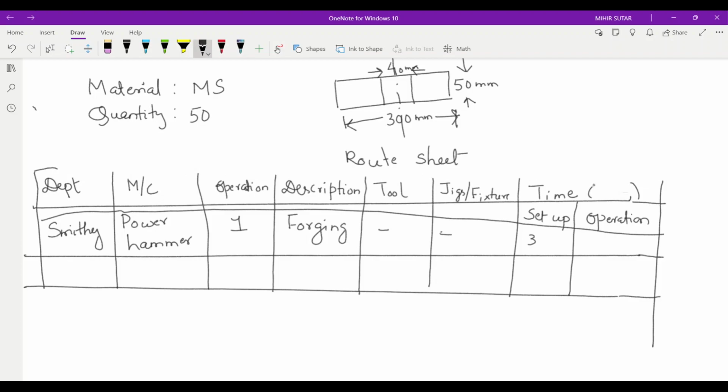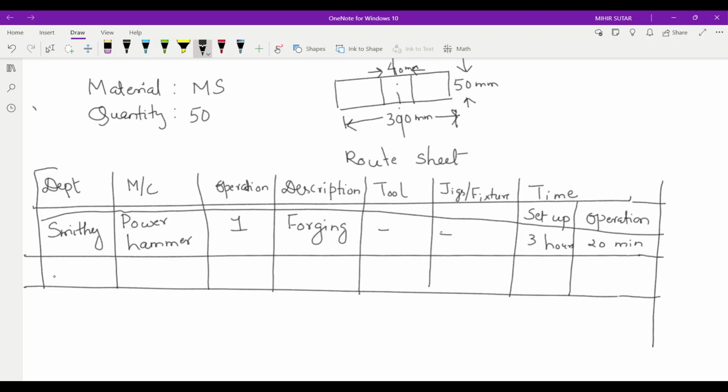I'm not writing the unit of this time. Here it is taking 3 hours, but in some operations it may take time in minutes. So let me write in hours here only. Let's say setup time is 3 hours. And what is the operation time? Setup time is different, operation time is different. Suppose operation time is 20 minutes. Okay, so first job done, Smithy.